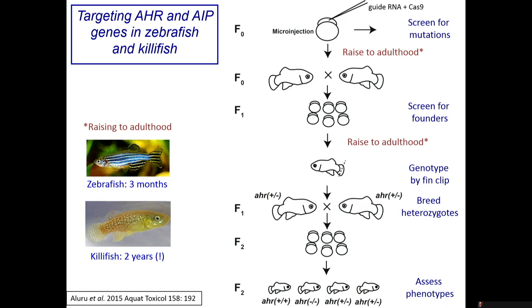Once we've identified founders, we then raise the F1s to adulthood, so another 2 years for the killifish. We then genotype the F1s, identify the heterozygotes, and breed them to generate homozygotes, where we can finally test them for sensitivity to PCBs. So this whole process in zebrafish can be done in about a year. For killifish, it's a 5-year project.